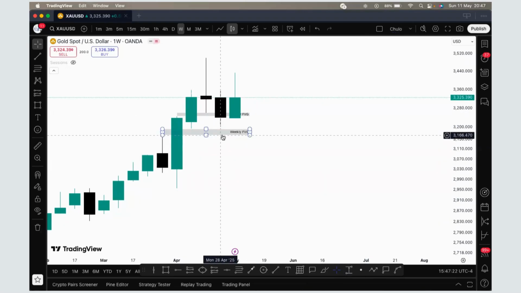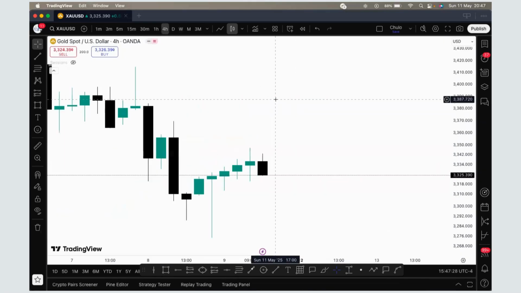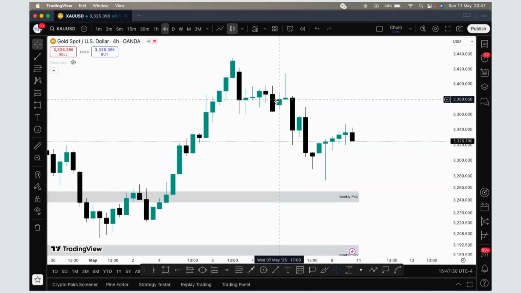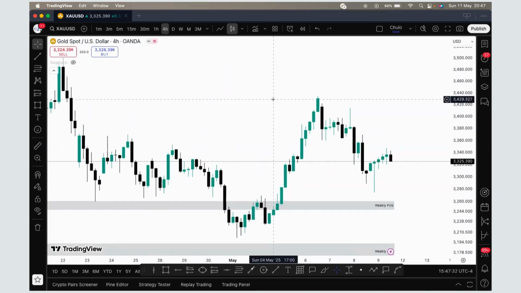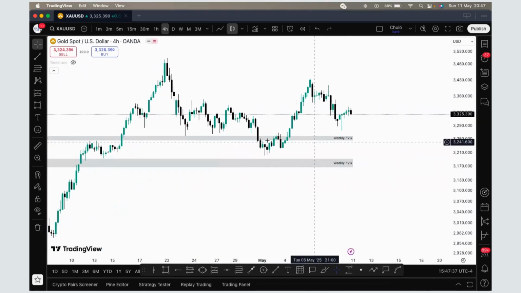Let's drop into this weekly internal range liquidity here. Dropping down to the 4-hour time frame, let's see what we are going to get. Here on the 4-hour time frame, you can clearly see how price reacted to this 4-hour gap here, right?